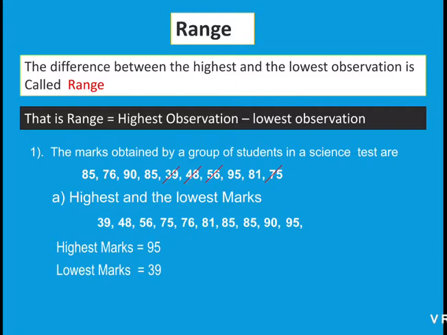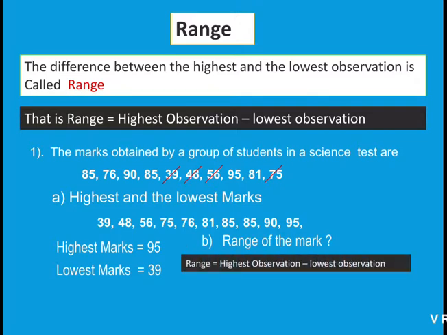So question A is over. Then question B, range of the marks. For finding range, we use the equation range equal to highest observation minus lowest observation. We know highest is 95, lowest is 39. Then we subtract this, we will get 56. So range of the marks equal to 56.